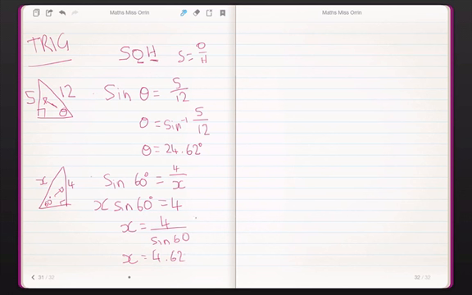Now hopefully that makes sense. You just want to move things around until you get x on its own, okay? If not, go back and watch it again. Let's have a go at doing another example, all right?